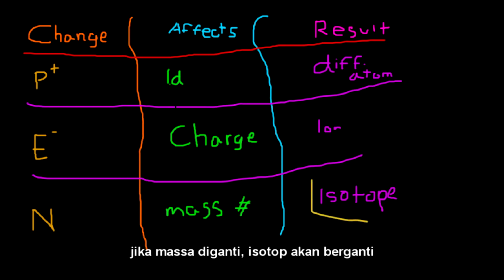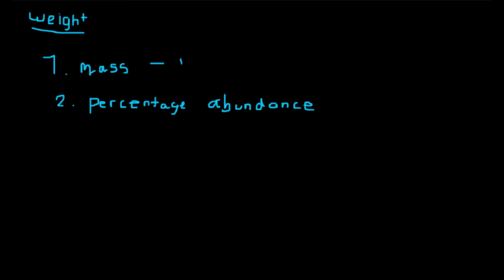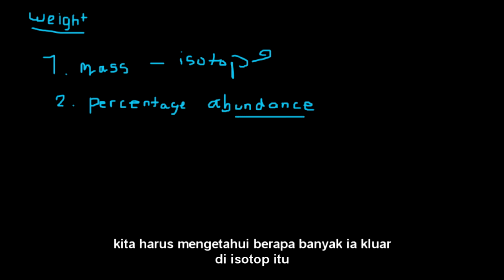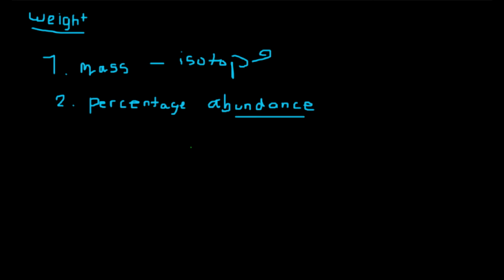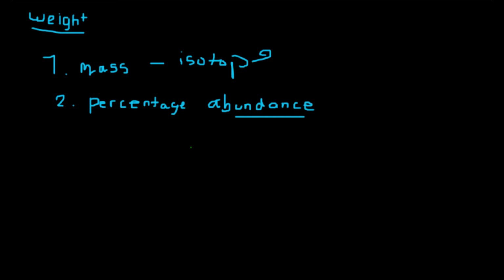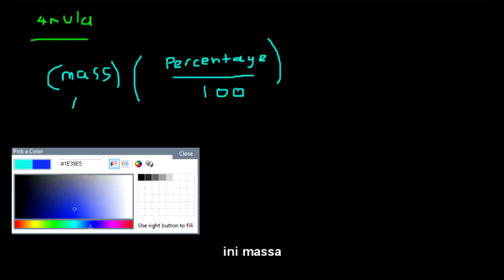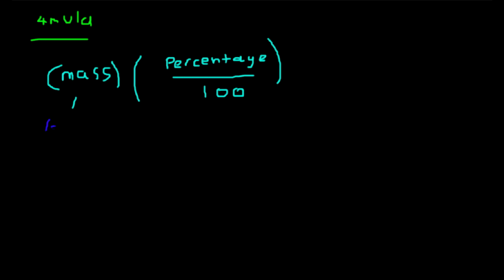you will affect the isotope. Note there's another one, about calculating the weight. First of all, if you want to know the weight, you need to know the mass of the isotope, right? And then you need to know the percentage abundance. The percentage abundance is how often a particular isotope occurs in a sample of an element. So this is the formula to find the weight. This is the mass of the isotope, and then you have the percentage abundance over 100.